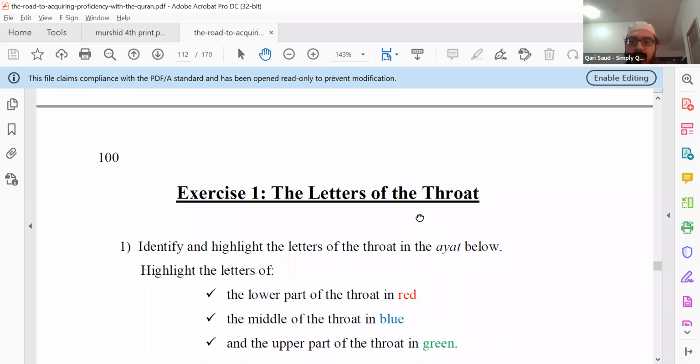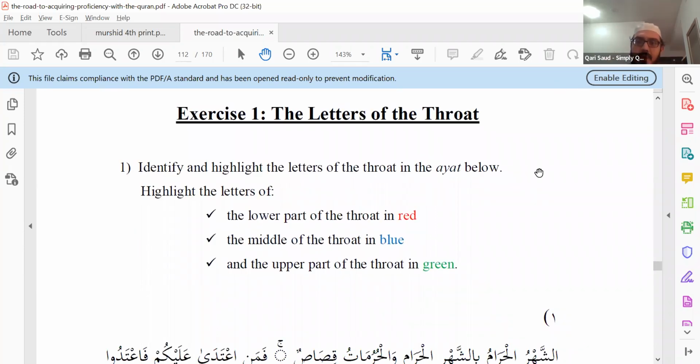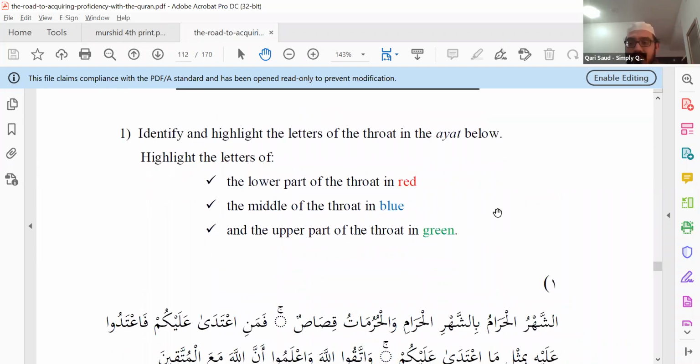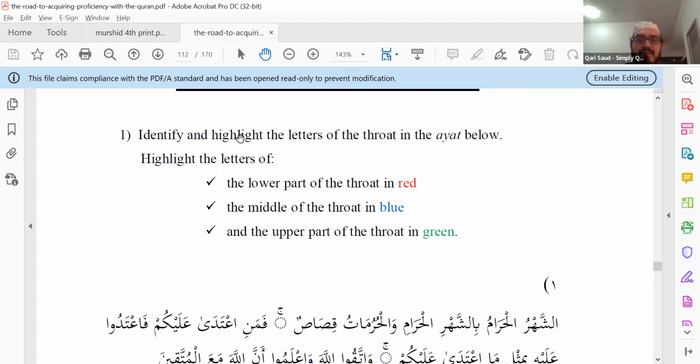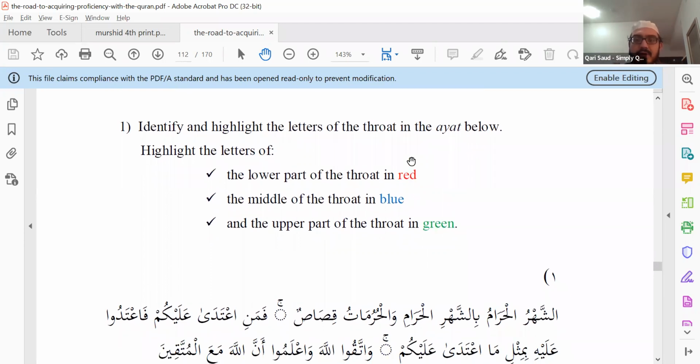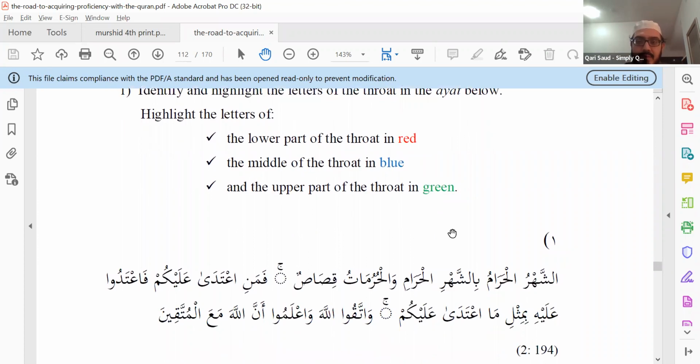So what we're going to do is exercise number 1. Now perhaps you may not get the full exercise done. That's fine. Try to do as much of it as you can. We have about 20 minutes. Perhaps we can even finish, inshallah. I'm just going to show you how this is to be done. You're going to identify and highlight the letters of the throat in the ayat below: the lower part of the throat, middle and upper part of the throat.